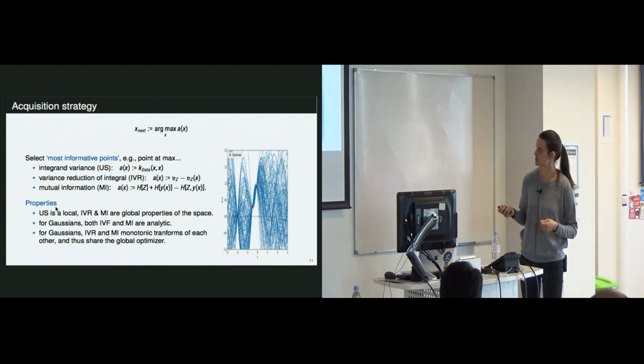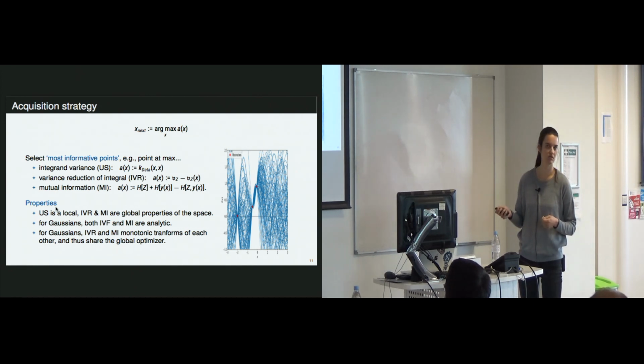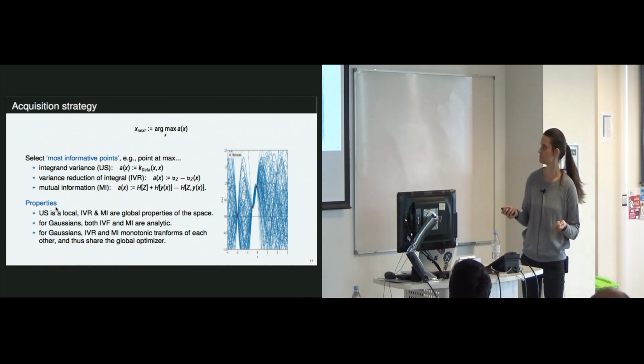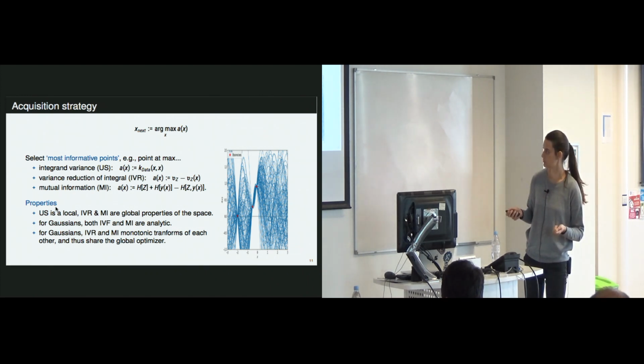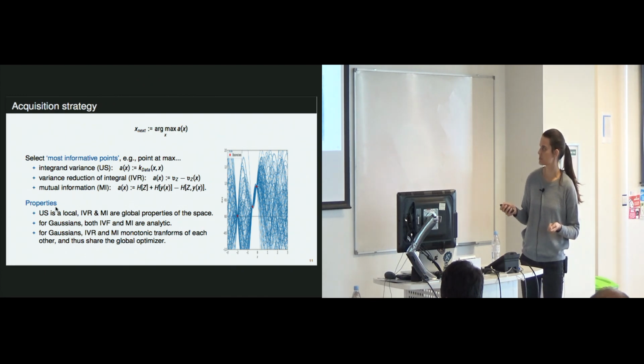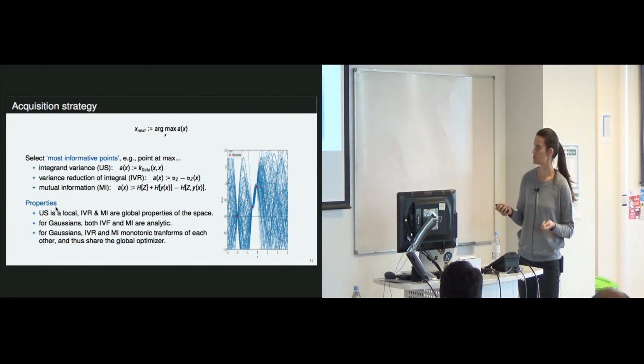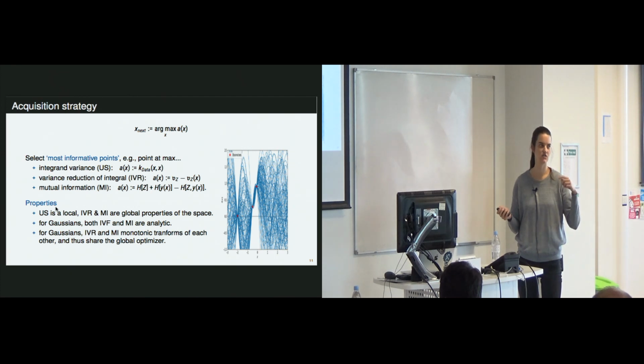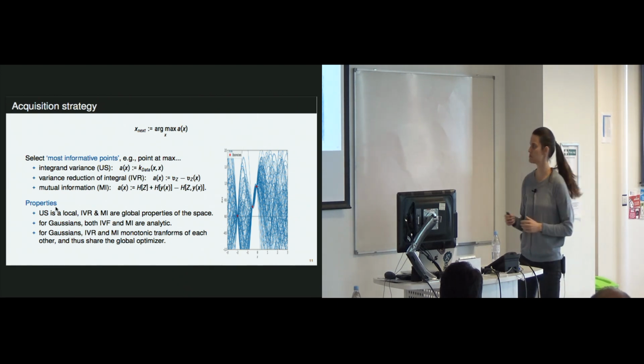Yeah, so for Gaussians, all of these are analytic, so they sound complicated, but you can just write them down, and they will only depend on the covariance. Yeah, and these last two are also identical in the sense that they share the global maximizer. So the policy would be the same because the location of the maximum is the same. The shape is different, but the location of the maximum is the same.